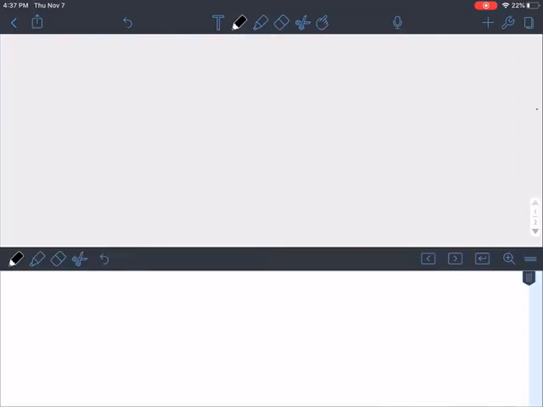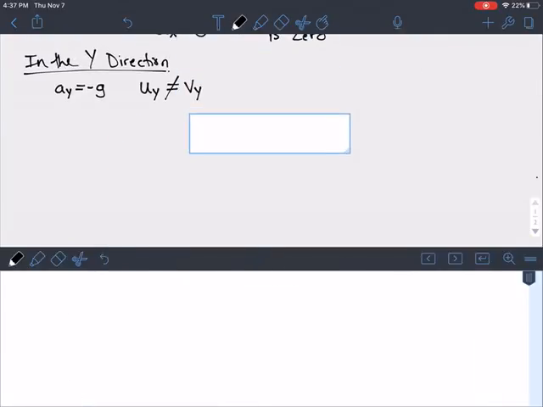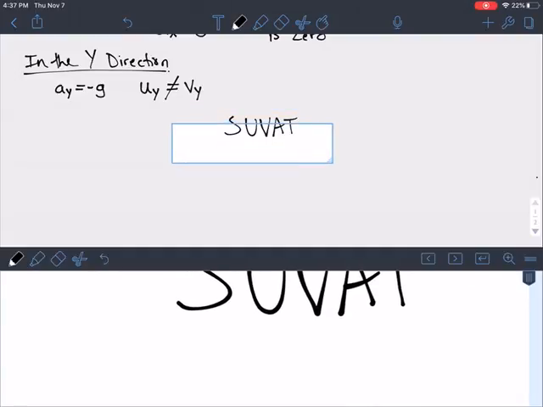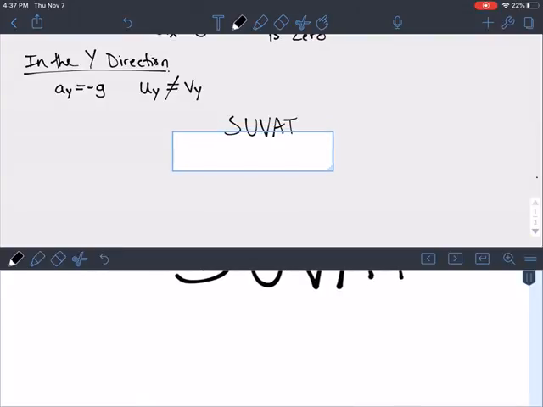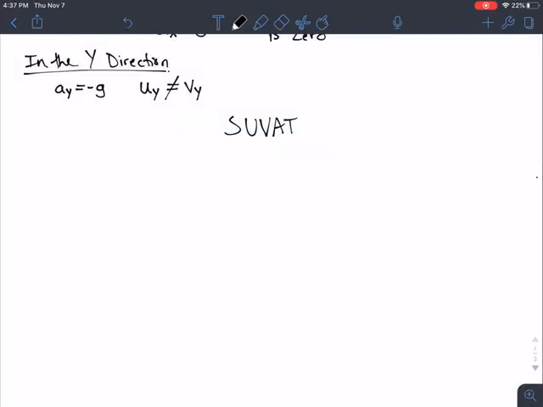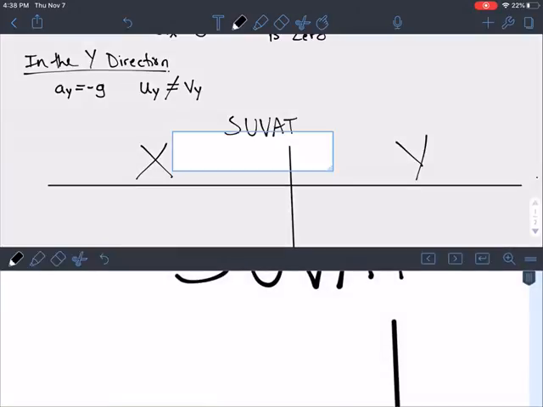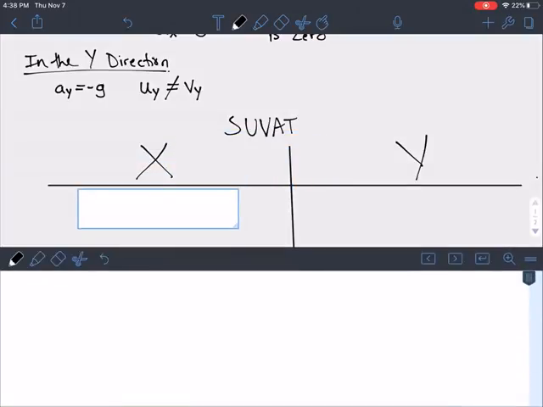So, how do we solve 2D motion problems? Well, we end up using the same SUVAT equations. The same equations that we've been using in 1D motion. But we just make a few slight changes. So I'm going to split these up side by side, have our X on the left and Y on the right. There's three main equations that we used in SUVAT, and there's three that are most helpful.